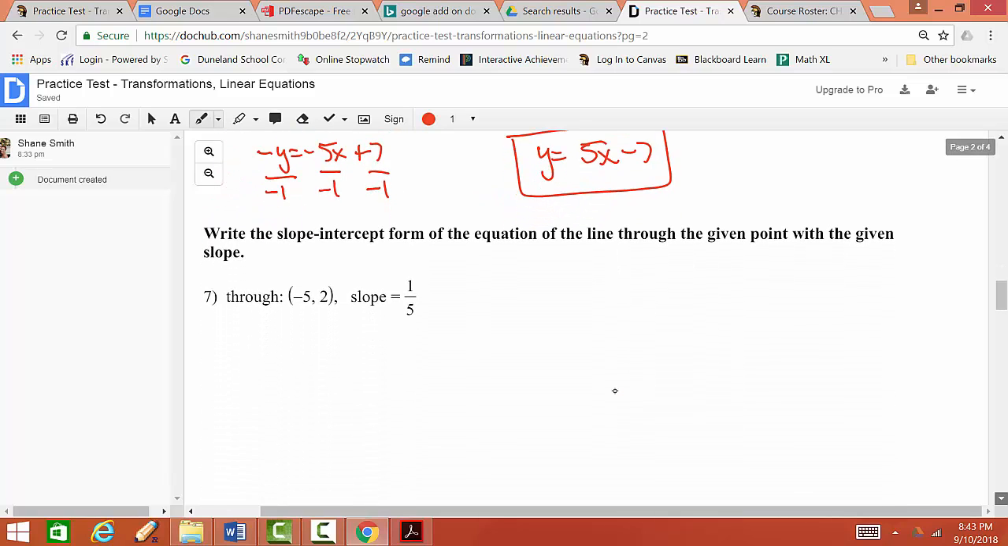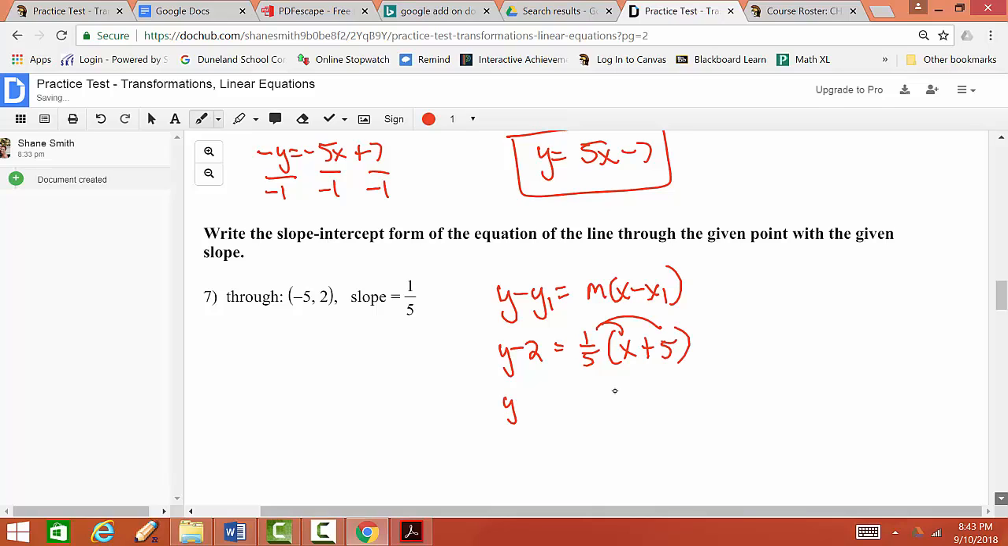Okay, next one, we're given a point and a slope. So we start with point-slope form. So y minus 2 equals 1/5 times x plus 1, because 1/5 of 5 is 1. And then we add 2 to both sides. Goes away, so y equals 1/5 x plus 3. That's our answer.